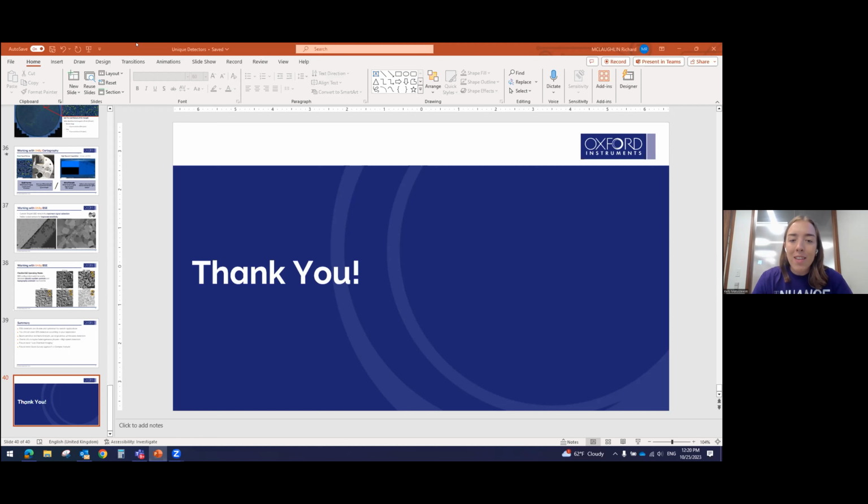So the question is, does Aztec have tools for metrology on the BEX images, like particle analysis? So we do have a particle analysis software, automated particle analysis software that works with regular EDS detectors. It sounds like BEX will eventually be able to work with that software, but it can't now.